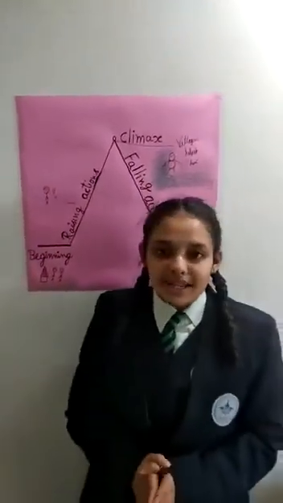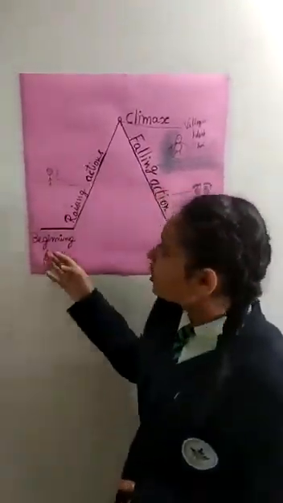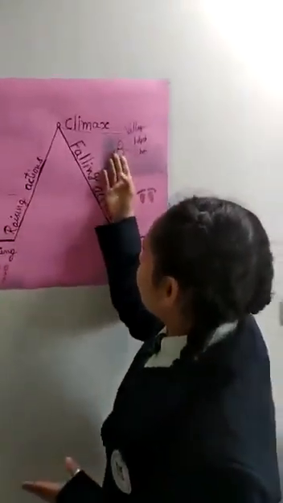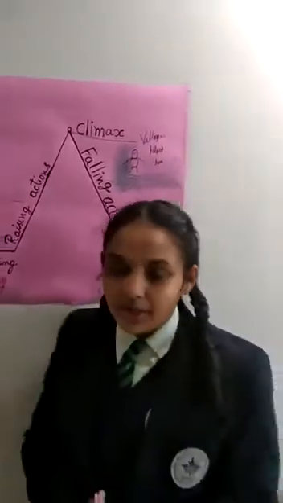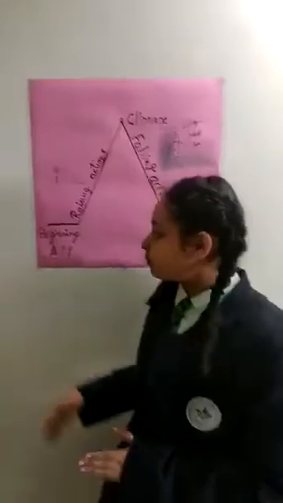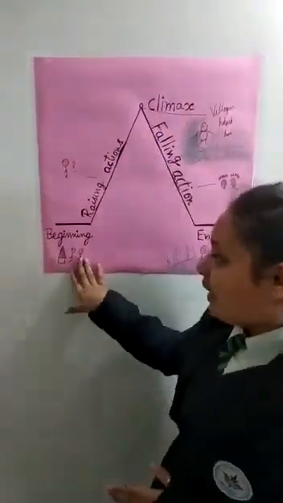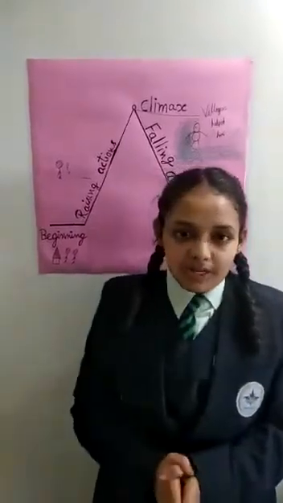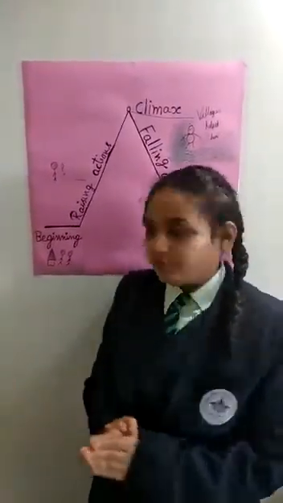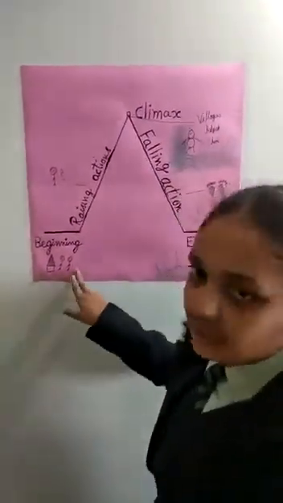So for your clear understanding, I have drawn a village, 2 friends, their villages, and this is a small story, and I will explain it to you. In the beginning, we had to include setting and the characters. So in this, there was a small village in which 2 friends, Maya and Ritu, lived. So here is the village and Maya and Ritu.